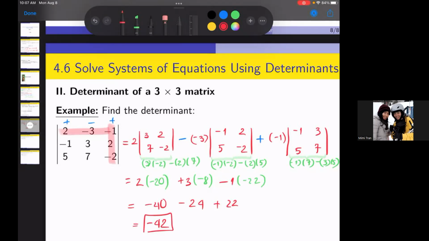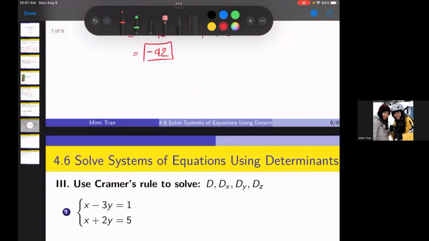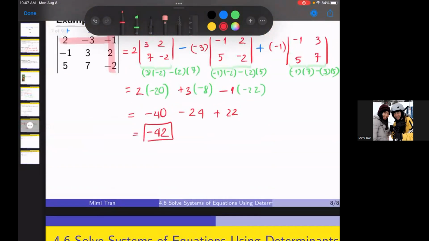You see something like that on the exam. Let me show you how to do this in the calculator and then we call it a day. Okay, we have 2 more pages, that's okay, next time we do it.